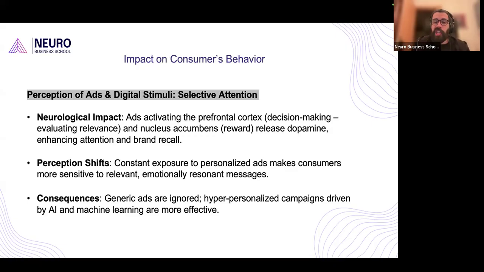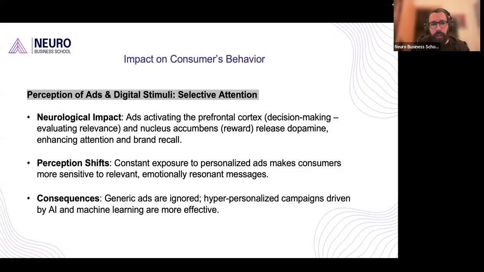Consequences of this, well, generic ads are ignored. Hyper-personalized campaigns driven by artificial intelligence and machine learning are more effective. When I say artificial intelligence and machine learning, I mean that they are built from all the data that you can get from the potential audience. So if you have a lot of data on the potential audience, you can create something especially relevant for them because you can predict their next move. You can predict their taste. You can predict their next interest that maybe they have.